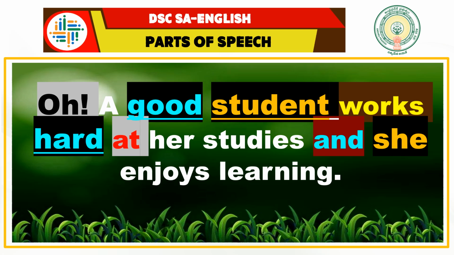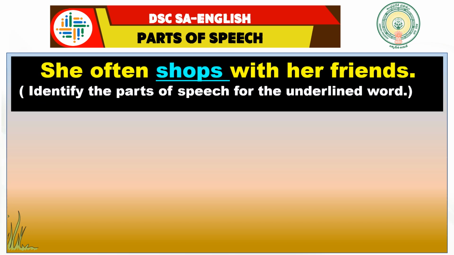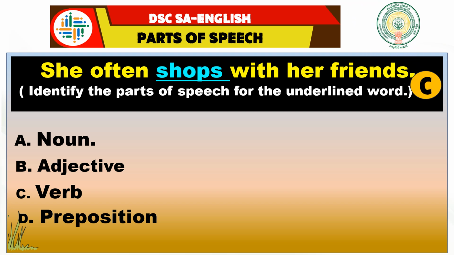Now let's look at some of the examples. What are the various types of questions we may get under this area? "She often shops with her friends." If you look at this particular sentence, when you look at shops, the word which we get immediately in our idea is noun. But if you observe clearly, here are your options. So what do you think is the right option? Yes, she often shops. That means she does shopping. It's a verb. So the correct option is C.